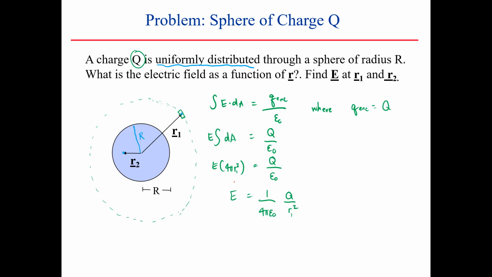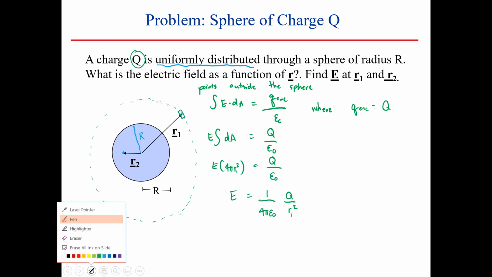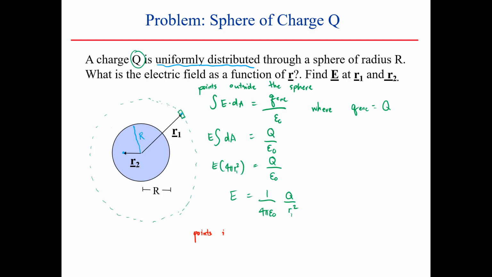Alright. And then how about at points outside? How about at points inside the sphere? So for points outside the sphere, for points inside the sphere, we have E multiplied by 4 pi r sub 2 squared is equal to Q enclosed over epsilon naught.